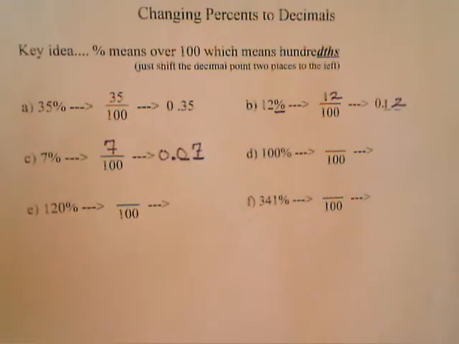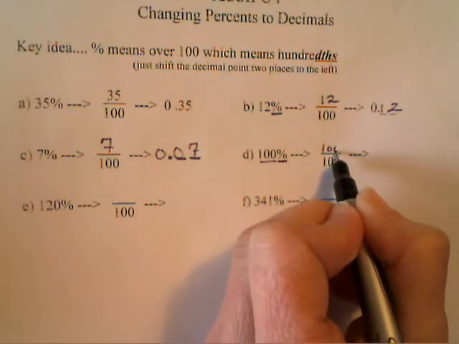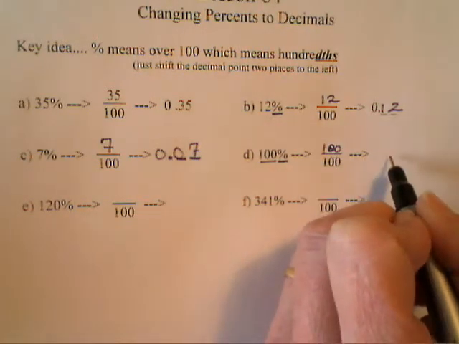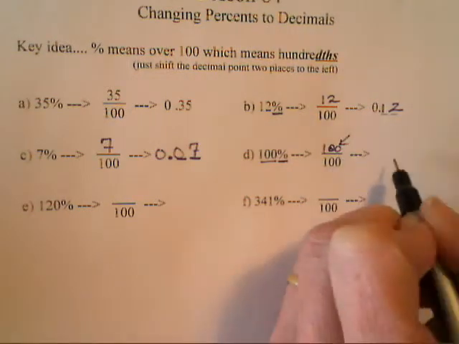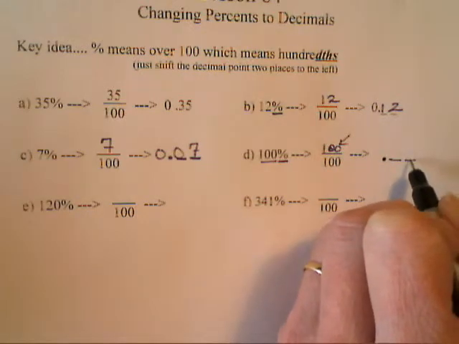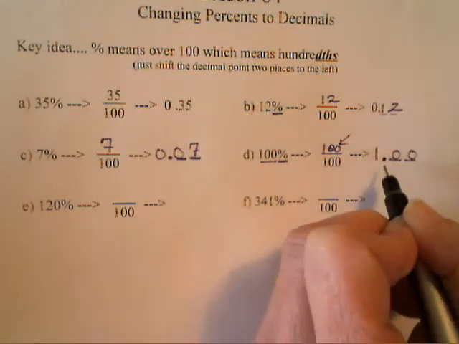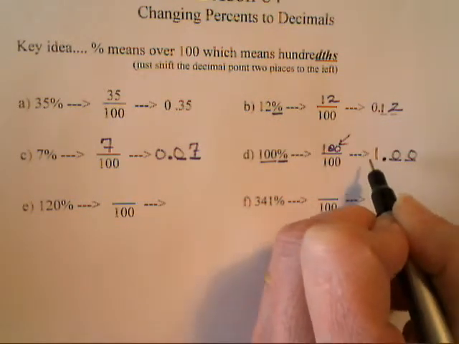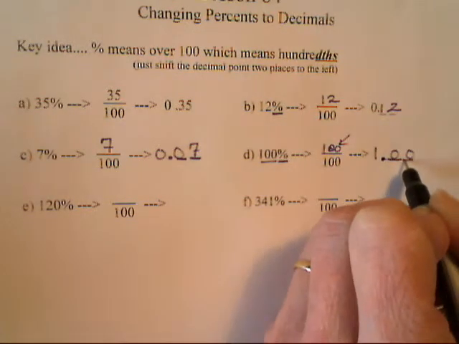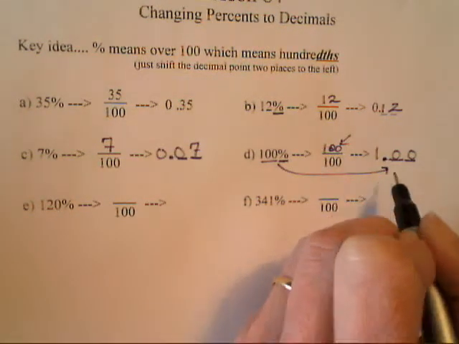Problem D says 100%. That means 100 over 100. Now here we've got a problem because I want that last 0 right there to be in my hundredths spot after my decimal, which is right here. So I've got that 0, there's that 1. So 100% is the same as 1.00. From a percent to a decimal.